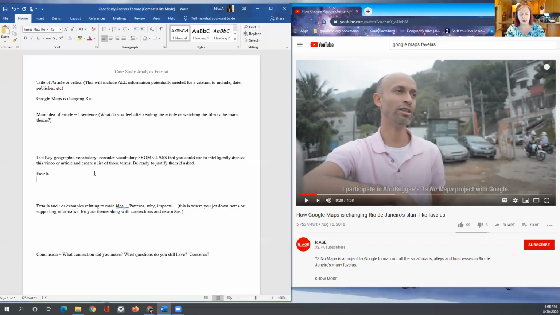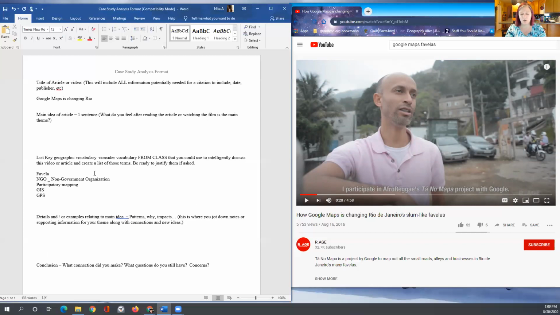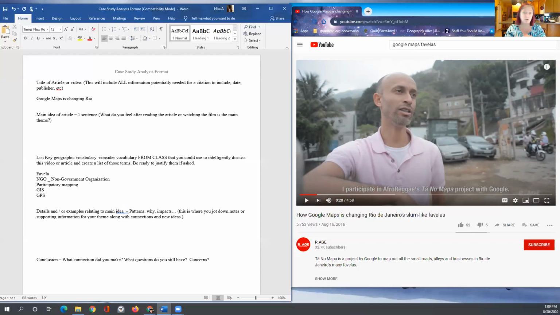They also wrote in an NGO, which we found out later is a non-government organization. Some students then realized that we were talking about participatory mapping. We noticed that they were using GIS and GPS in order to do the mapping and added those to our terms. You may have others that you added or didn't add.